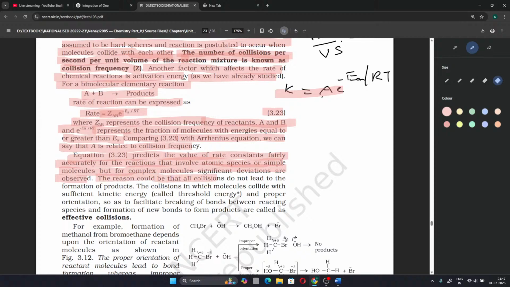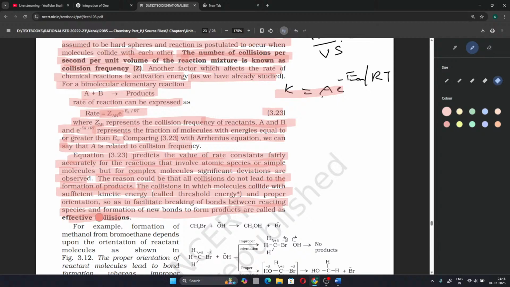The reason could be that all collisions do not lead to formation of products. Why is it showing deviation? Because not all collisions will lead to the formation of a product. That is kind of obvious, but they gave it here. The collisions in which molecules collide with sufficient kinetic energy, called threshold energy, and proper orientation so as to facilitate breaking of bonds between reacting species and formation of new bonds to form products, are called effective collisions.